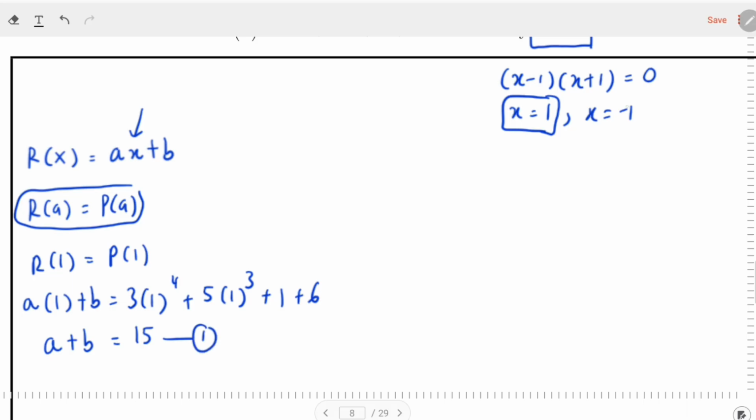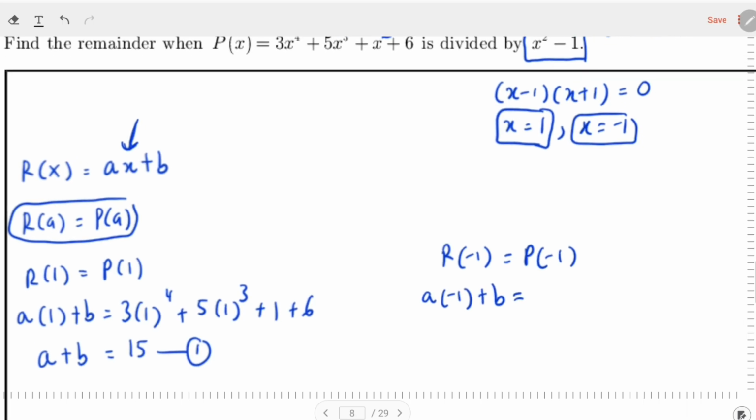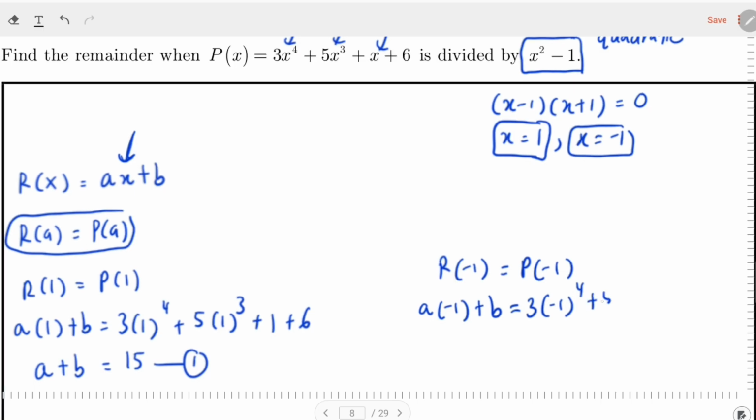And then for the second equation, we substitute x equal to negative 1 into the remainder as well as into the polynomial. So when we substitute negative 1 into the remainder, we're going to get a multiplied by negative 1 plus b. And when we substitute negative 1 into the polynomial, we're going to get 3 multiplied by negative 1 to the power of 4, plus 5 times negative 1 cubed, minus 1, plus 6. So the second equation is negative a plus b equal to 3.